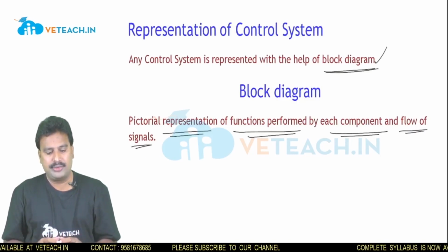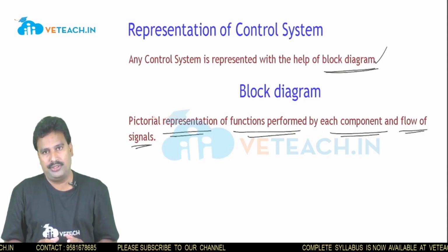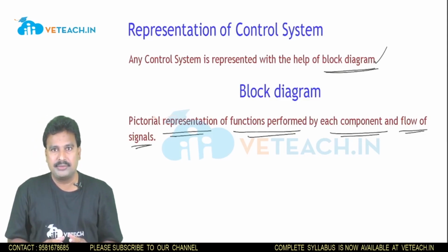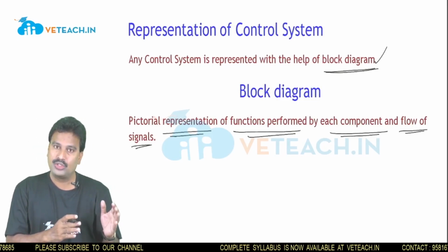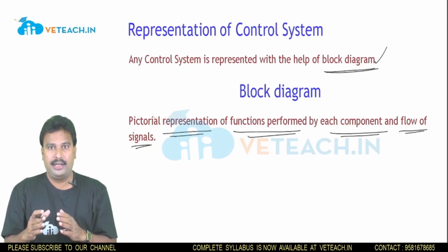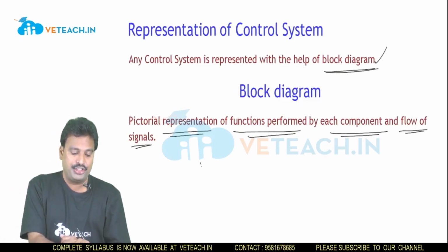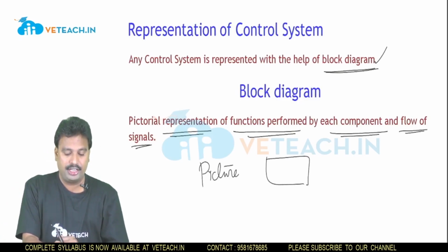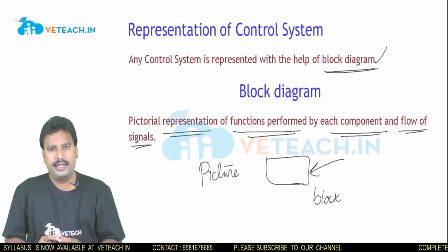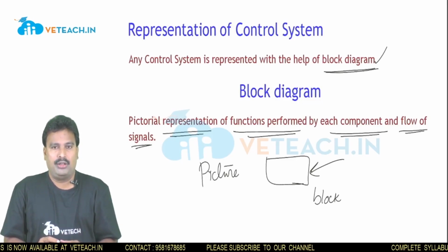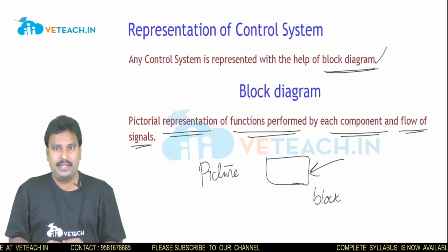signals. A control system, as I told, is an interconnection of different components. The components that are present in a system will perform different functions, so those systems are interconnected. Those interconnections can be represented with the help of a picture. The picture is a rectangular box. This box we call a block. Each component is represented with the help of a block. So a diagram that contains these blocks is known as a block diagram of a control system.